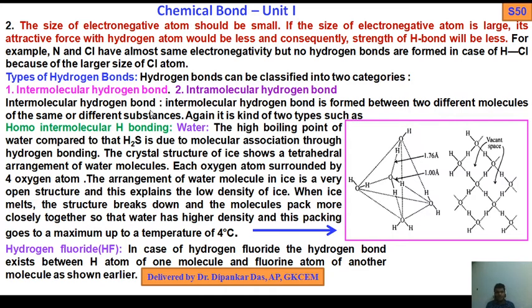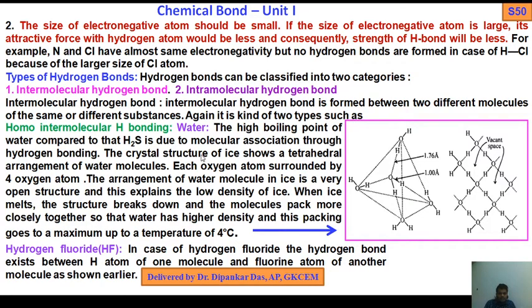An intermolecular hydrogen bond is formed between two different molecules of the same or different substances. Intermolecular bonding is again of two types: homo-intermolecular hydrogen bonding. For example, water: the high boiling point of water compared to that of H2S is due to molecular association through hydrogen bonding.